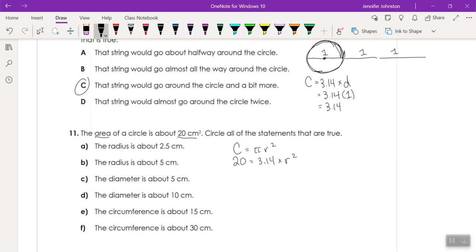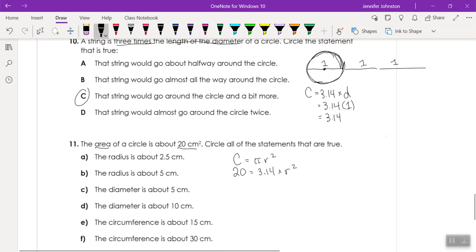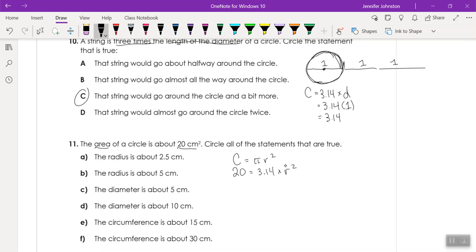Do you know what to do here? It's very similar to what we did above. So we have something that's being multiplied by something that we don't know. That means, well, we have to divide it. We have to divide it because it's being multiplied. We have to do the opposite operation. And what's 20 divided by 3.14? That gives us about 6.4 is equal to r squared.